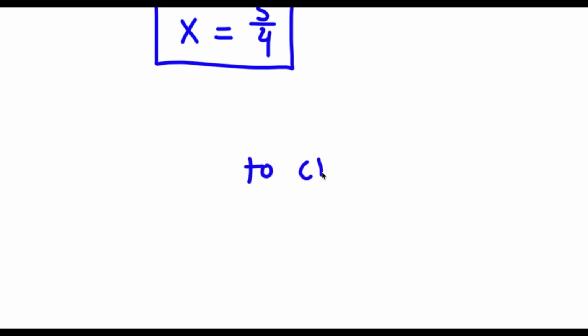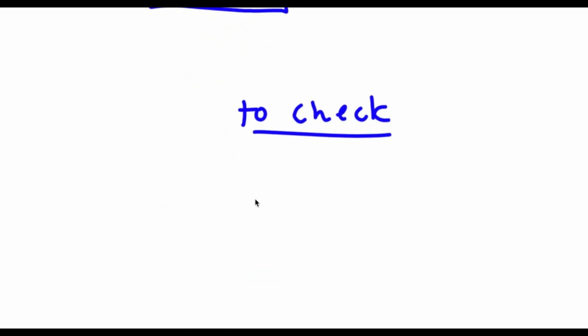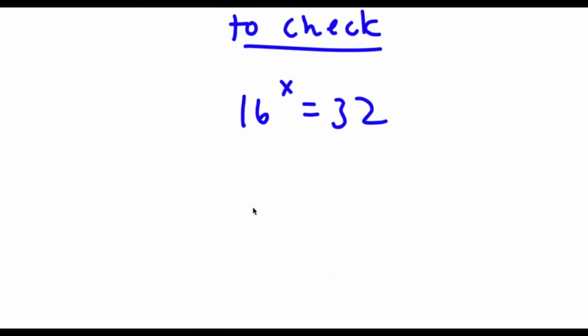So now to check, my original equation was 16 to the power of x is equal to 32. And I know x equals 5 over 4, so I have 16 to the power of 5 over 4 is equal to 32.